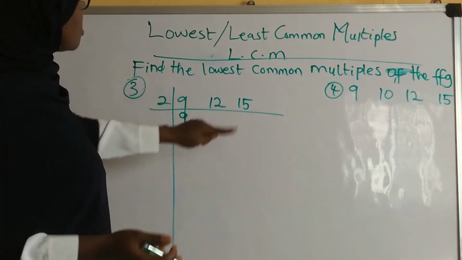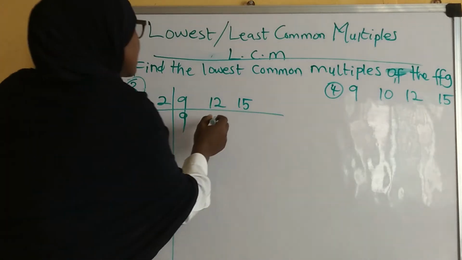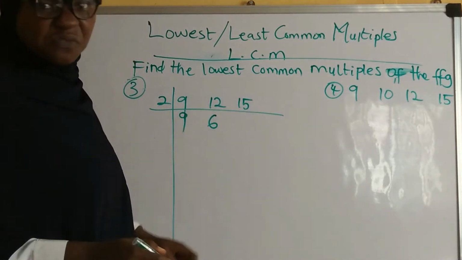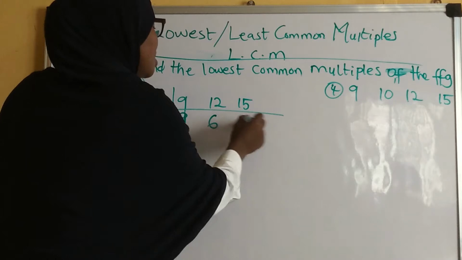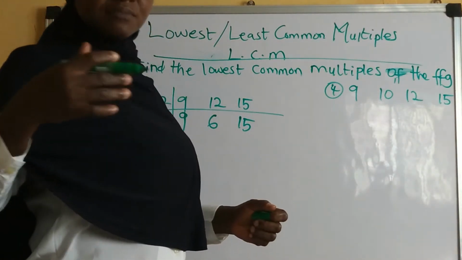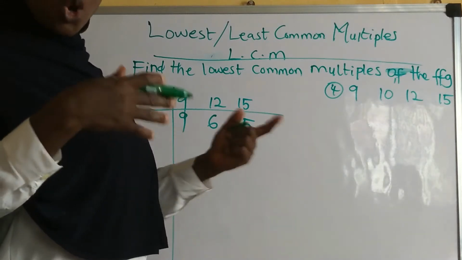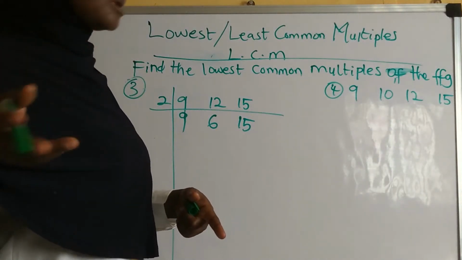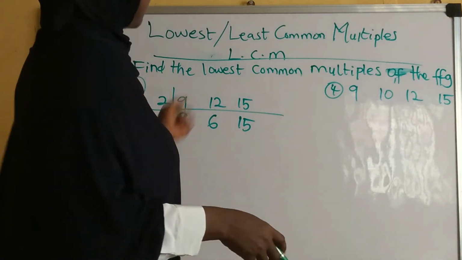Alright, now go to 12. How many 2 can I get in 12? 6. How many 2 can I get in 15? I'll write out my 15 like that. Not that 2 cannot divide 15. It's going to divide 15, but it's going to leave us with a decimal fraction, a whole number and some number that is not up to 1. So let me think of another number.